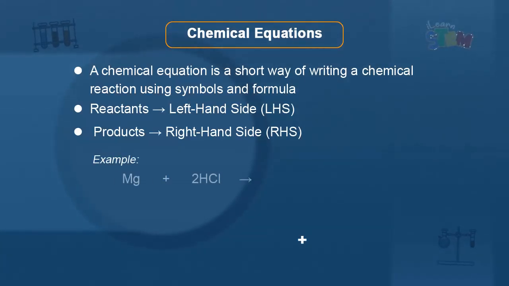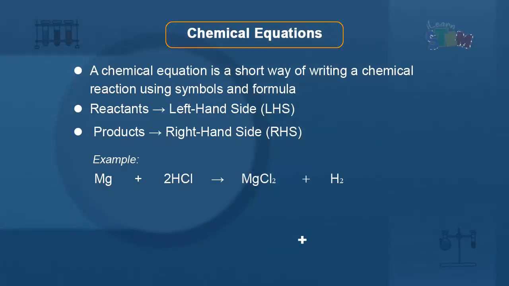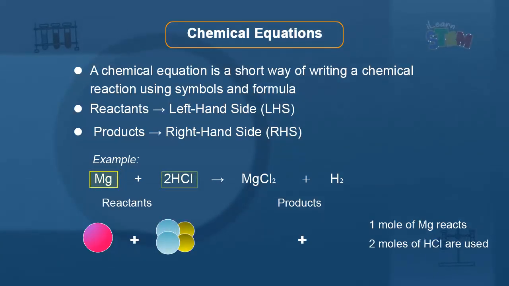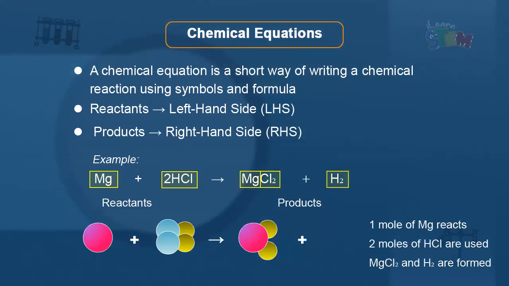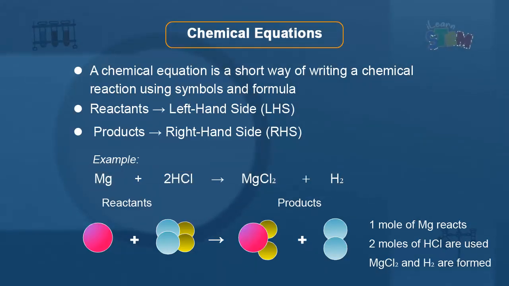This equation shows that magnesium reacts with hydrogen chloride to form magnesium chloride and hydrogen gas. The arrow shows the direction of the reaction, from reactants to products. This chemical equation shows the reaction between magnesium and hydrogen chloride. It means that 1 mole of magnesium reacts with 2 moles of hydrogen chloride. As a result of this reaction, 1 mole of magnesium chloride and 1 mole of hydrogen gas are formed.